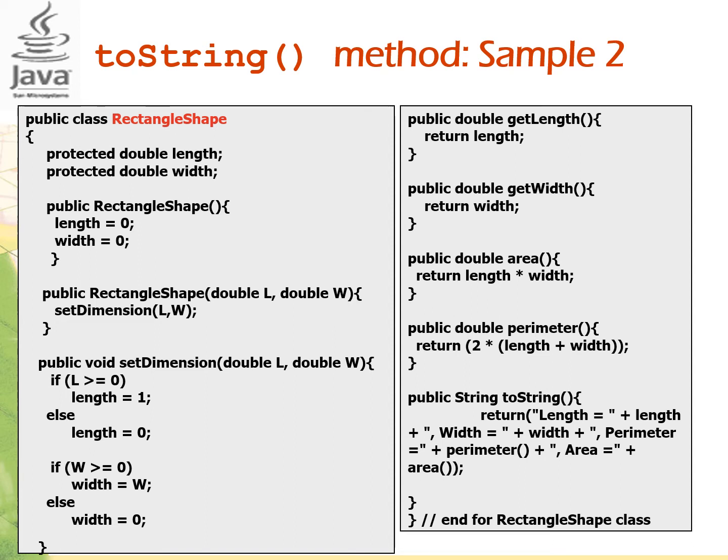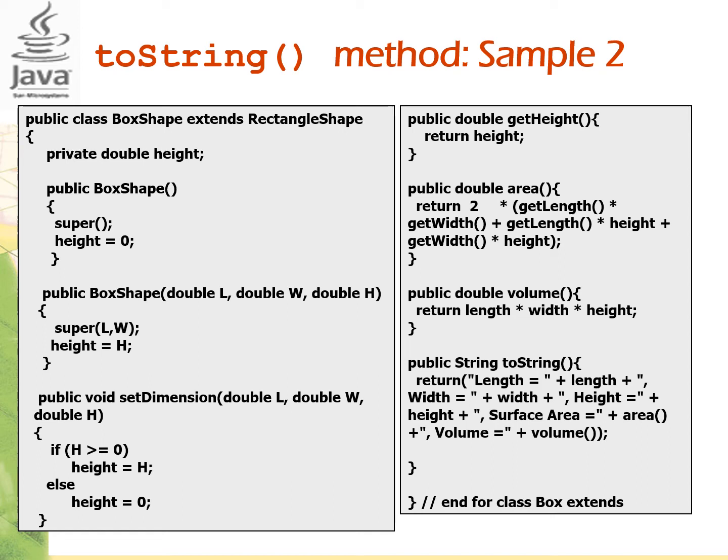For example, it will print length equal to the length value, plus width plus whatever the width value is, and perimeter. It will get the perimeter from the perimeter method, and the area from the area method. So that's the rectangle shape class, and it has a method called toString.